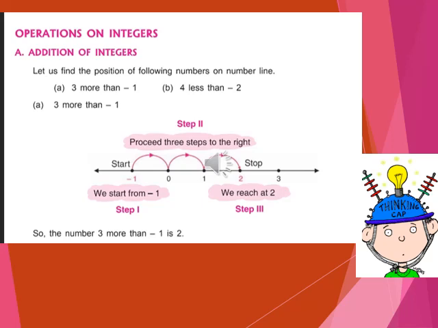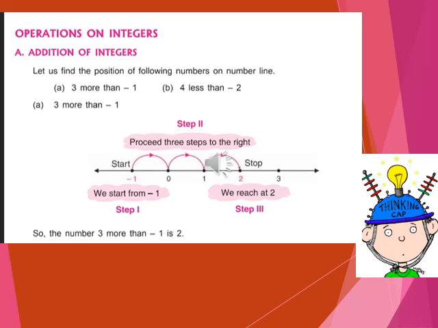3 more than minus 1. When we say 3 more than minus 1, then our starting position should be at minus 1. See on the number line, the start position denotes the number minus 1. Then more means in the right direction. So 3 more means proceed 3 steps to the right and then stop.